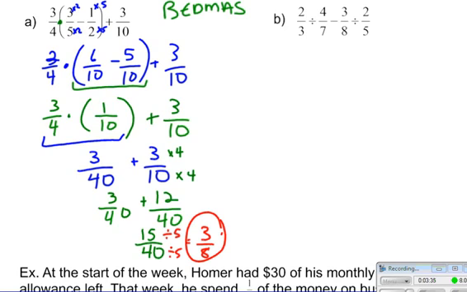Second example. This one looks a little crazy. We've got some division, we've got some subtraction, and we've got some more division. So following BEDMAS, we're going to do the division before we do the subtraction, and we're going to divide from left to right. So we have 2/3 divided by 4/7. So 2/3, and we're going to kiss and flip. So divide becomes multiply. 4/7 becomes 7/4.